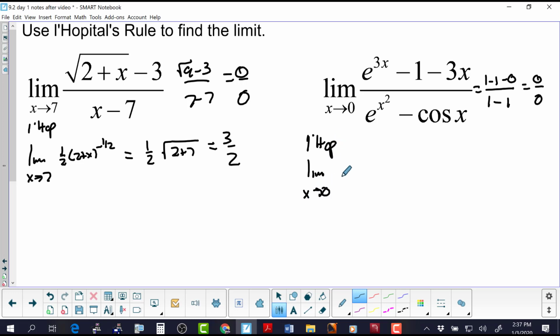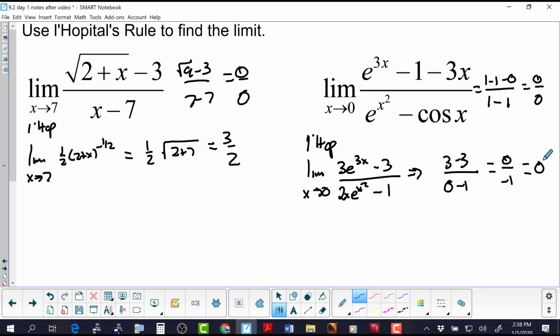Limit as x approaches 0 of 3e to the 3x. The derivative of this will be 0. The derivative of negative 3x is negative 3 over 2x e to the x squared. And then cosine of 0 is 1. So when we plug 0 in, we get 3 minus 3 over, and when we plug 0 in here, we get 0 minus 1. So we get 0 over negative 1, and the final answer is 0.